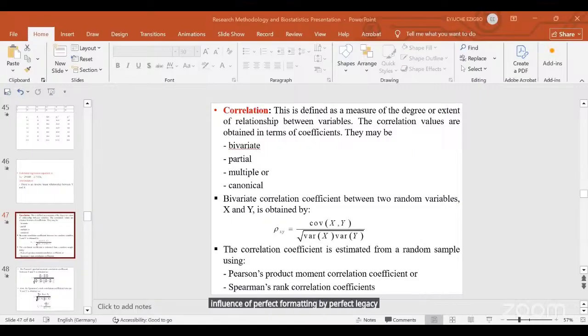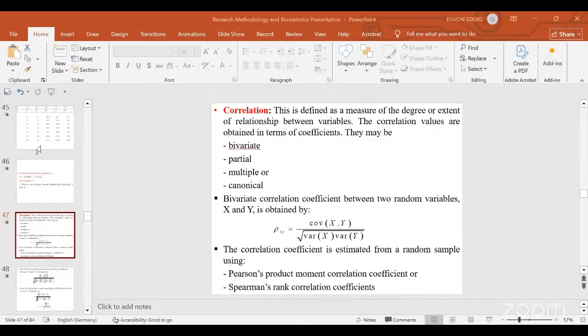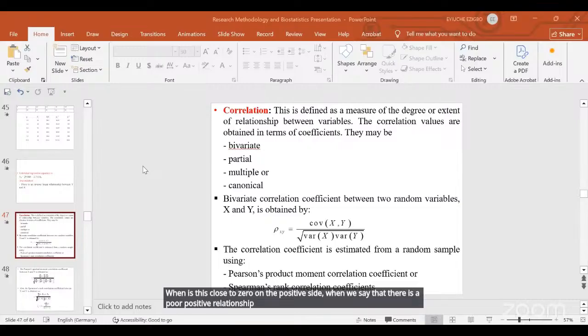Is that clear? There's someone that was asking a question here. Which one do you want me to repeat? Okay, the last one I said: when it is close to 0 on the positive side, we will say that there is a poor positive relationship. When it is close to 0 on the negative side, we will say that there is a poor negative what? Relationship.